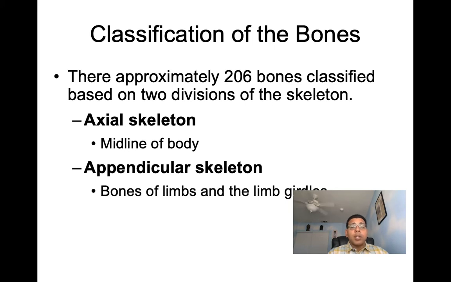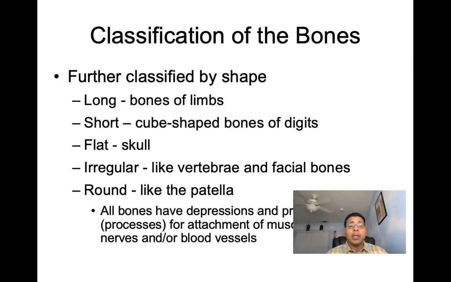There's approximately 206 bones, and they're going to be classified based on 2 divisions of the skeleton. The bones are classified according to whether they are in the axial skeleton or whether they're going to be found as a part of the appendicular skeleton. Now, the axial skeleton, we'll see, is going to be found making up the midline of the body. And the appendicular skeleton is going to consist of the bones of the limbs and the bones of our limb girdles. So that's one classification we have there. And the other we said was based on shape.